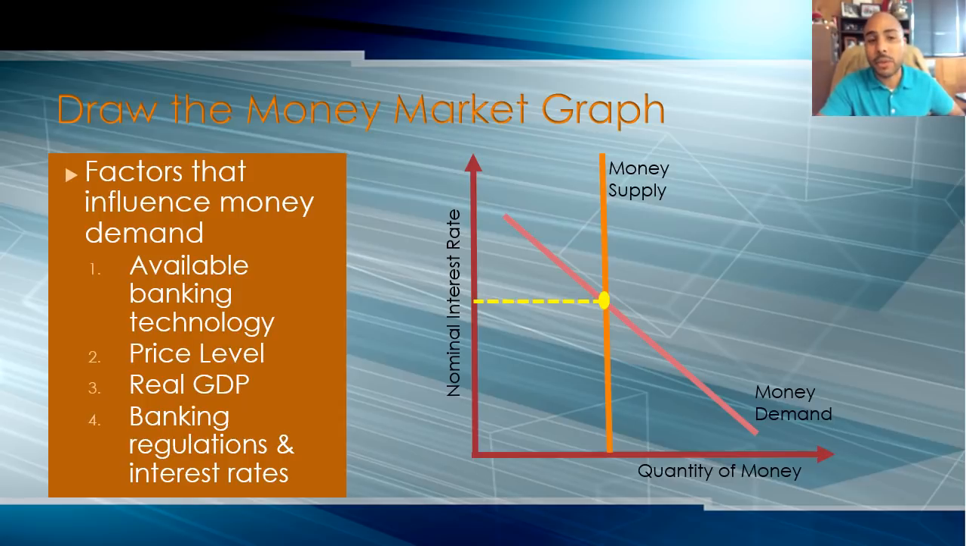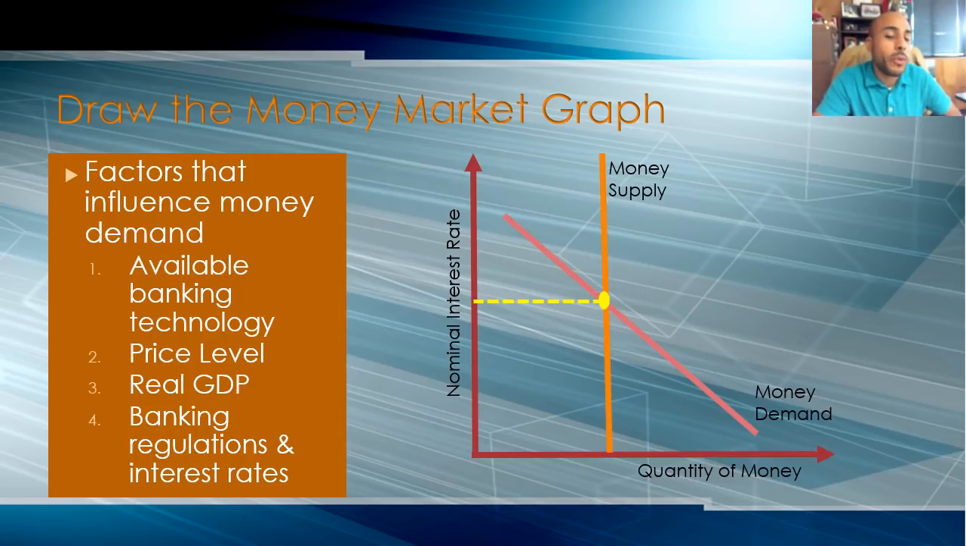Now, the price level, meaning the consumer price index or the CPI, is also an important factor. When the CPI is really high, people have more demand for money because it takes more money to buy things. When the CPI is low, there's less demand for money because it doesn't take as much money to buy things.